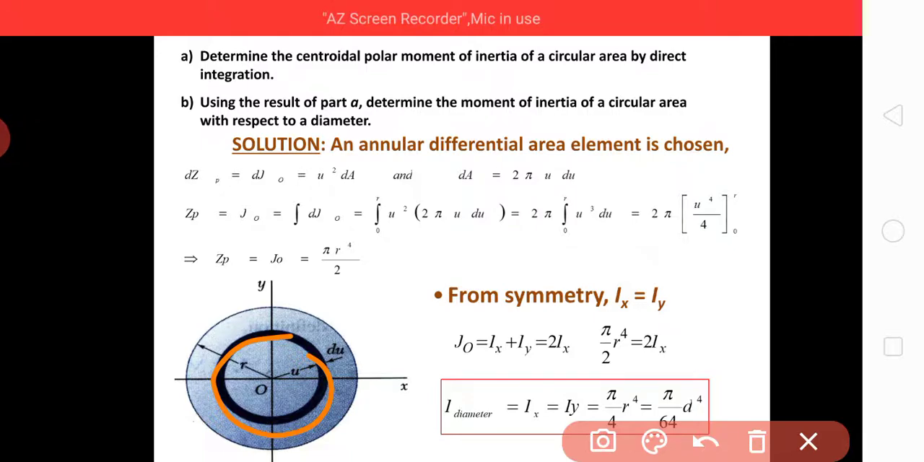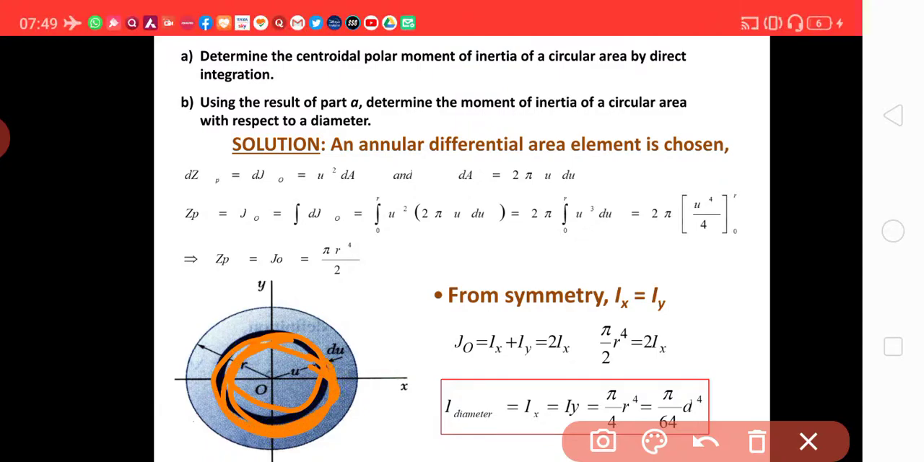dJo equal to u square dA, and dA equal to 2 pi u du. This is the strip. You can say that du is the thickness, and the length, this peripheral length, is 2 pi u. So the total area becomes 2 pi u into du.